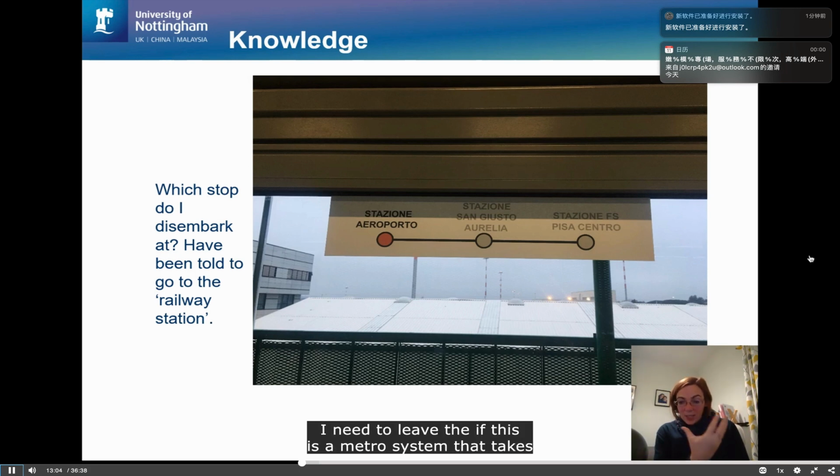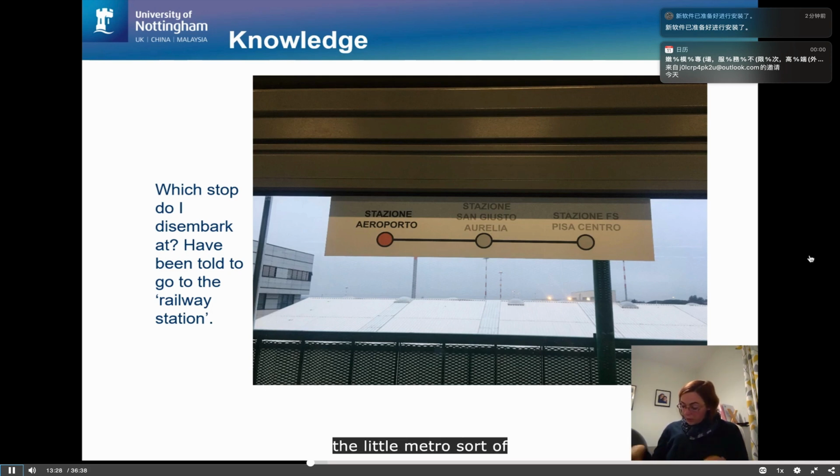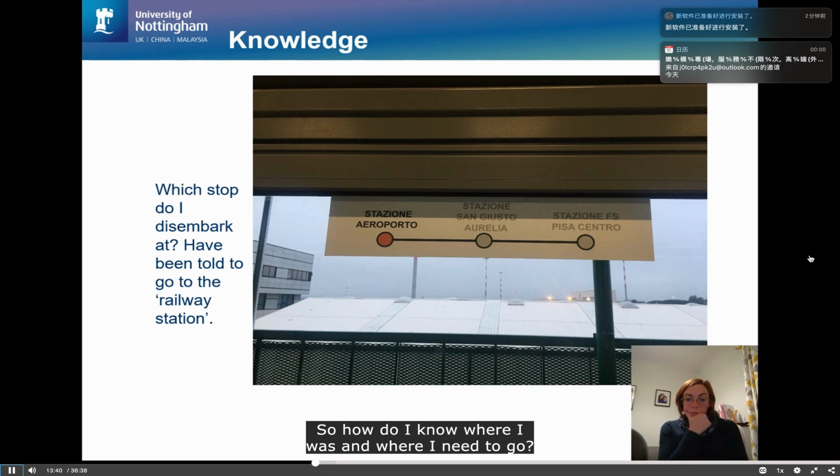So which stop did I need to leave at? This is a metro system that takes you from the airport to the required train station. And all I'd been told was I have to go to the railway station. That's all I knew. So I was faced with this, and interestingly, the first time I went to Pisa, the little metro sort of tram system had only opened 2 days before. So there were no staff around, and even the locals hadn't been on the transit system before. So how did I know where I was and where I needed to go? Well, and I don't speak any Italian, by the way, at all.